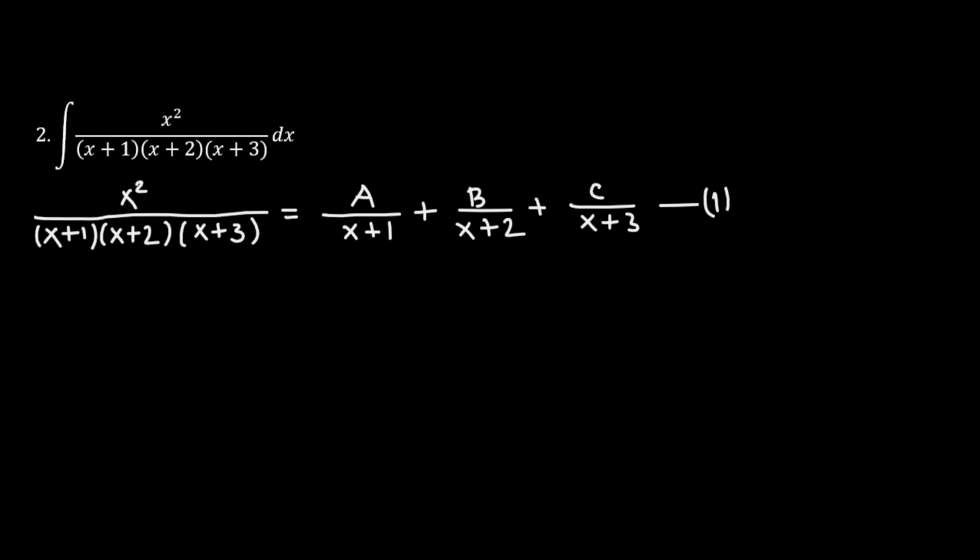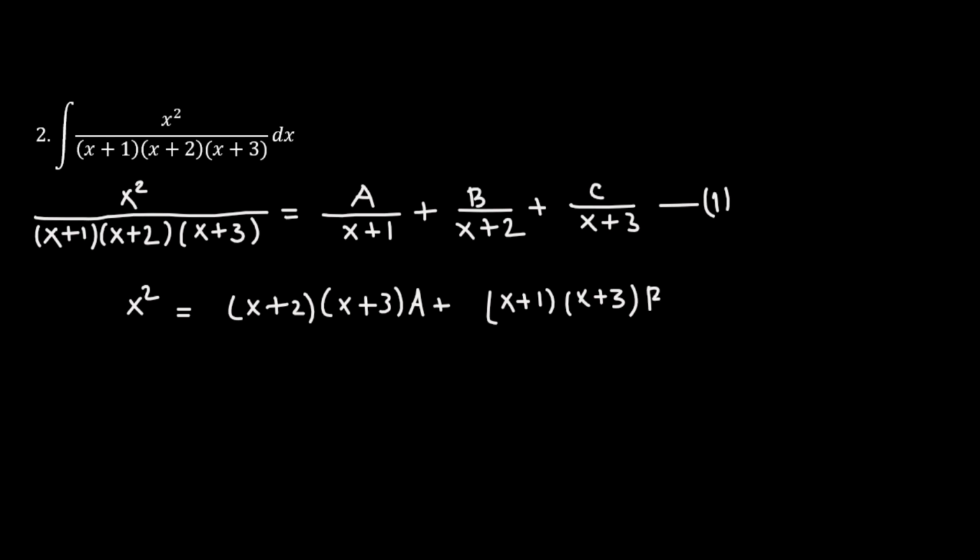Then we're going to multiply each side of equation number 1 with the least common denominator, x plus 1 times x plus 2 times x plus 3, and that gives us the basic equation x squared is equal to x plus 2 times x plus 3 times a plus x plus 1 times x plus 3 times b plus x plus 1 times x plus 2 times c.